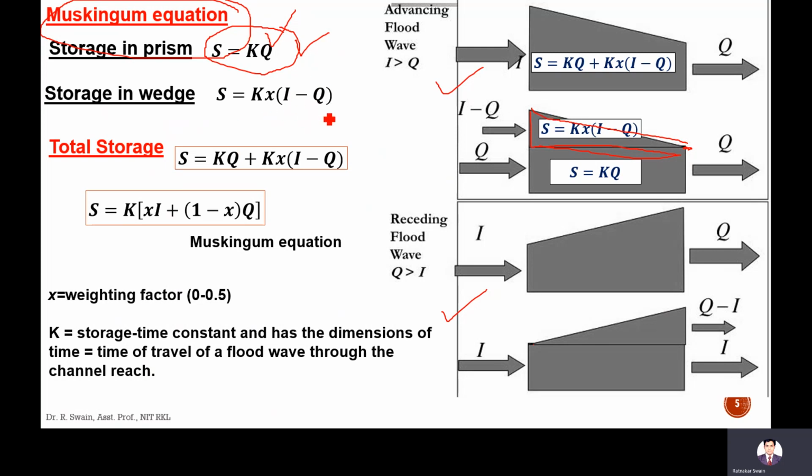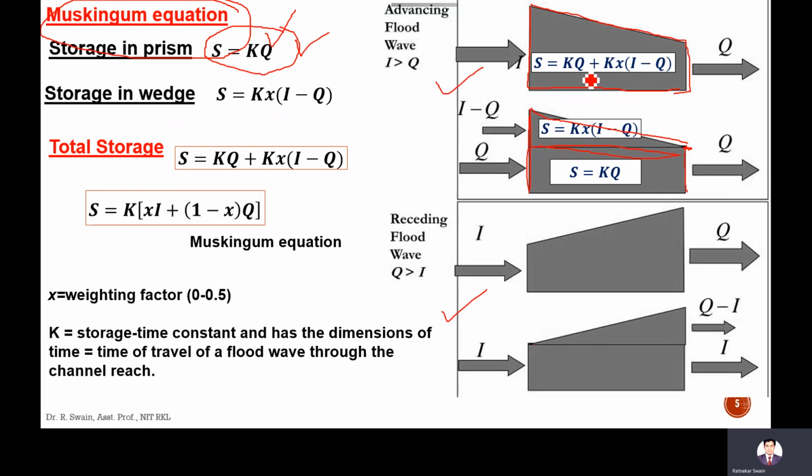So it depends upon I and Q both. It depends upon the outflow discharge and depth, and the inflow discharge and depth. So K into X into I minus Q, where Kx is a constant also. So this is the total storage of the channel of this trapezoidal shape.